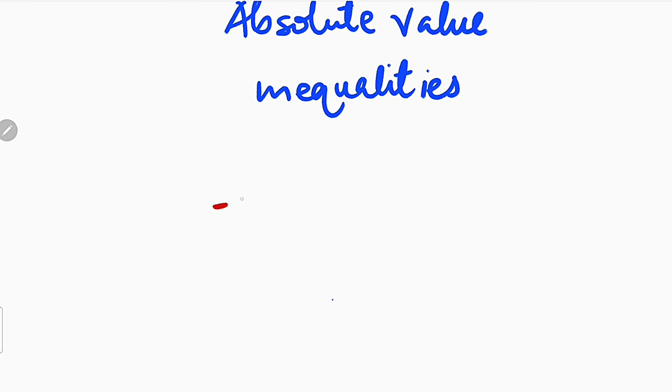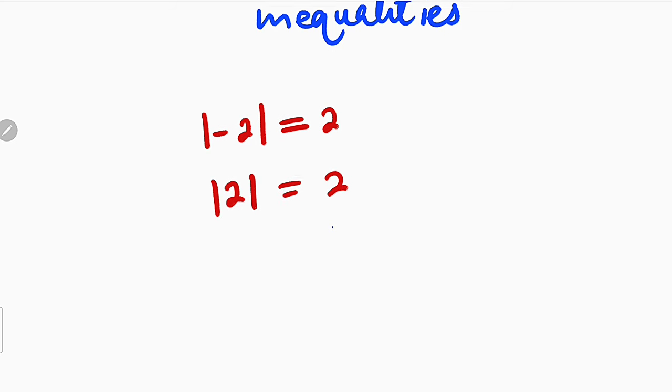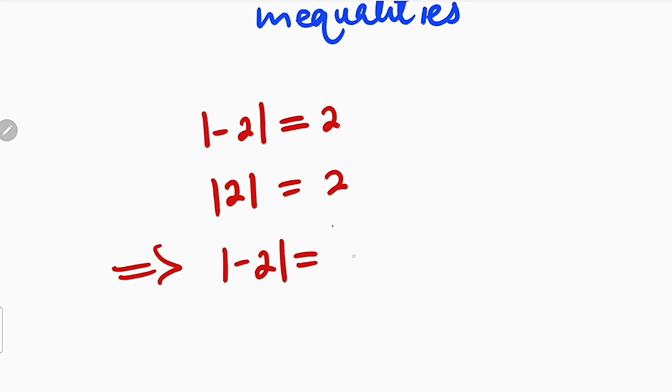If you have negative 2 in an absolute value, it will always be equal to positive 2 because the absolute value will transform the number to positive. Likewise, if the number is positive, it will remain positive. This implies that the absolute value of negative 2 is equal to the absolute value of 2.